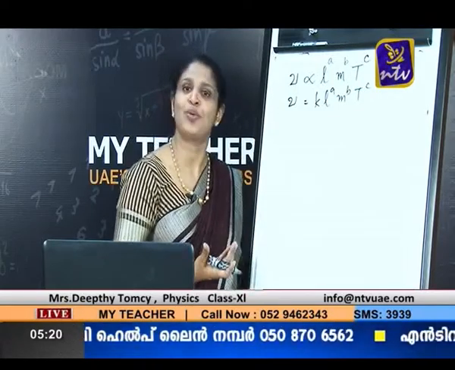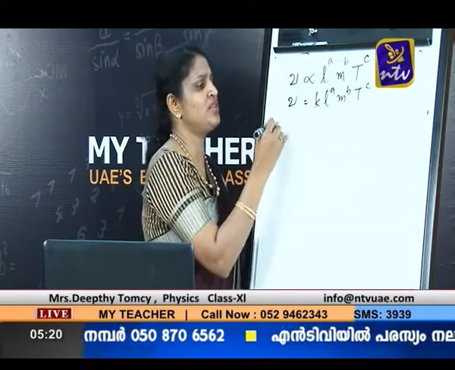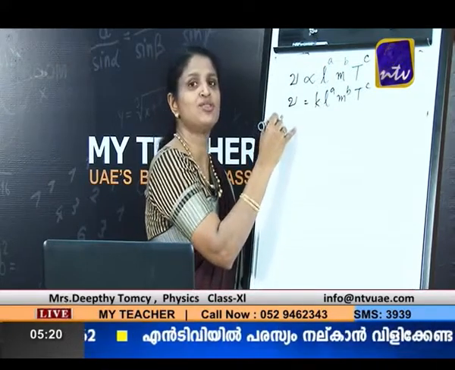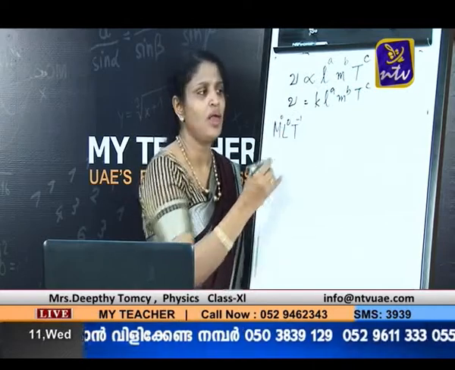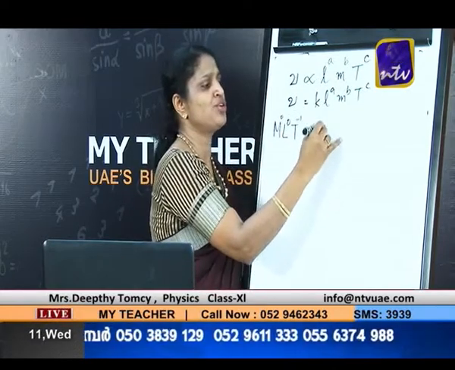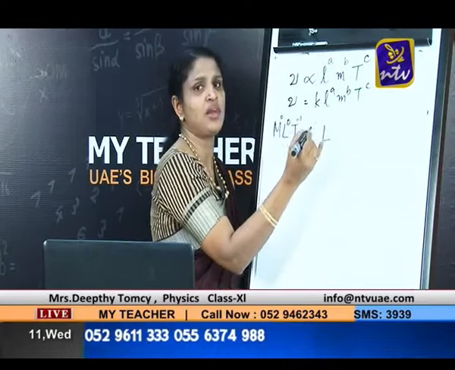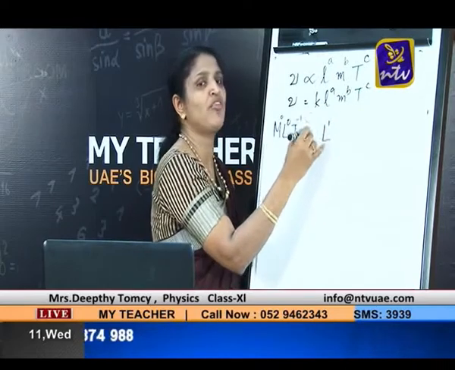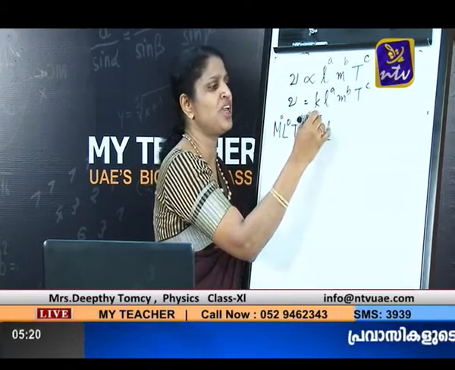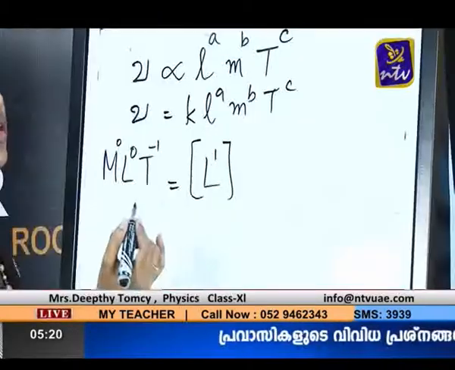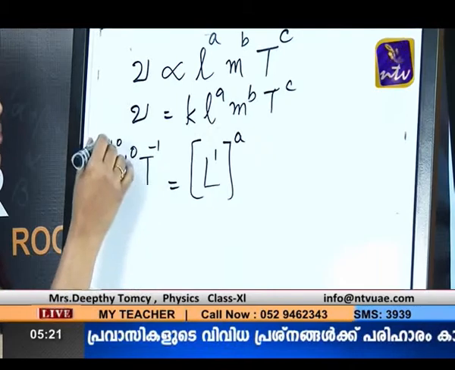So, what is the dimension of frequency? Frequency is actually the reciprocal of time period, so we can easily write it out. The dimension is M raised to 0, L raised to 0, T raised to minus 1. That is equal to the dimensions of length, which is simply L raised to 1, the whole raised to A. To make it simpler, I am not writing M raised to 0 and T raised to 0.